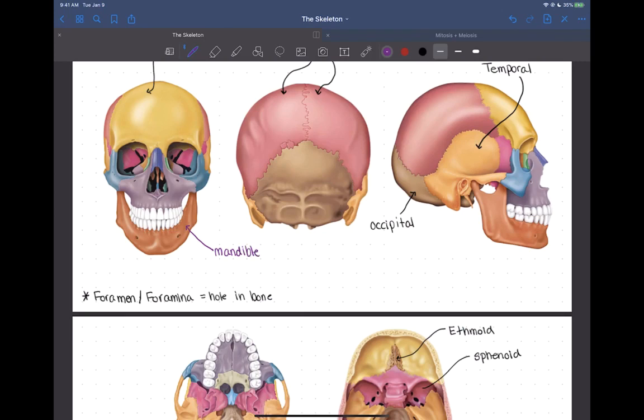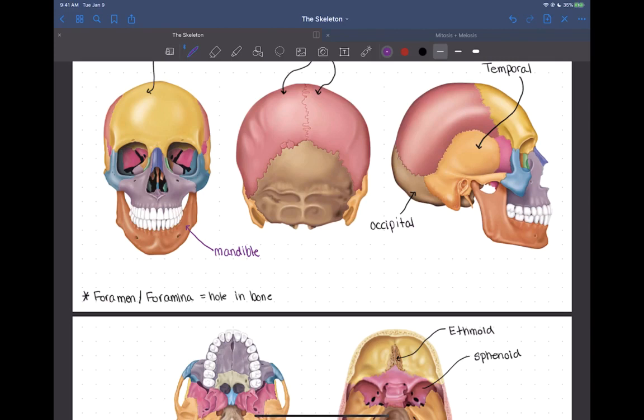All right, so the mandible, the jawbone, has sockets for your teeth. Okay, and it's free moving. It actually articulates with the rest of the skull by a synovial joint, which we're going to talk about in the next chapter. Okay, so that is the mandible.